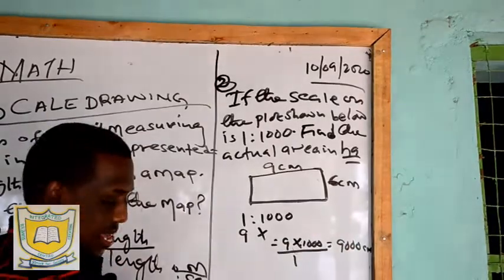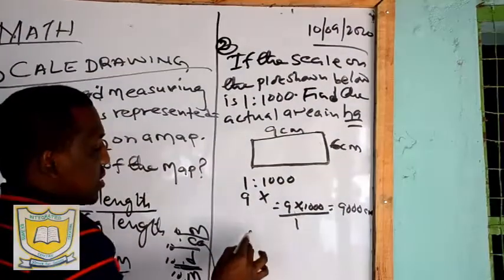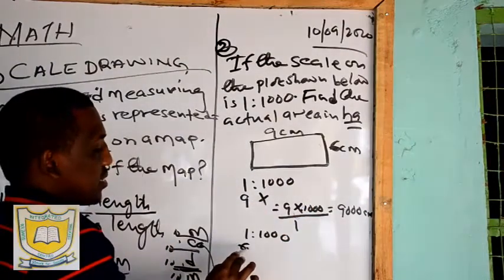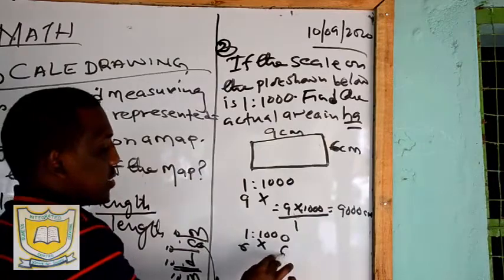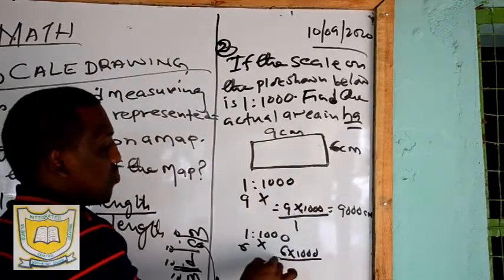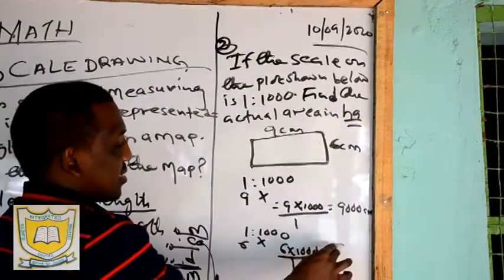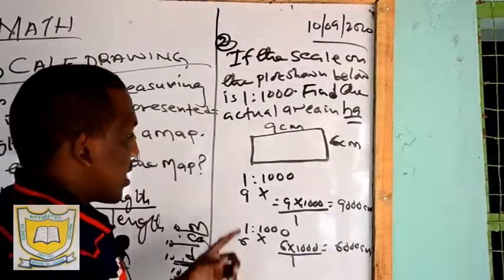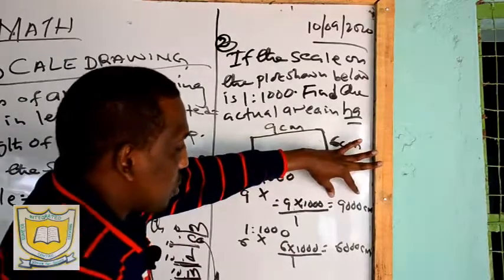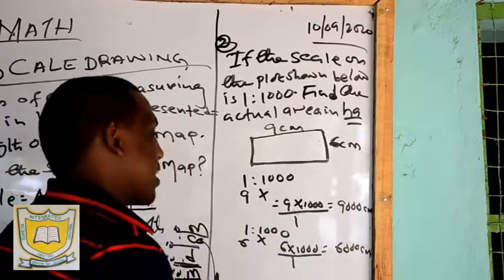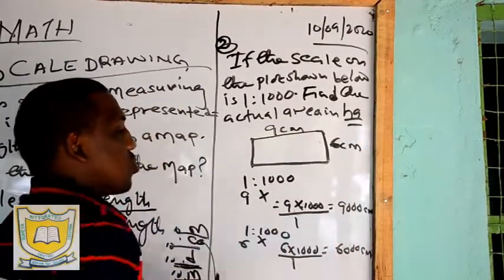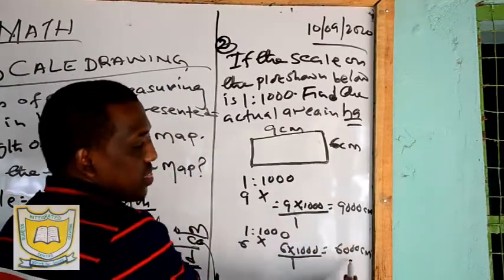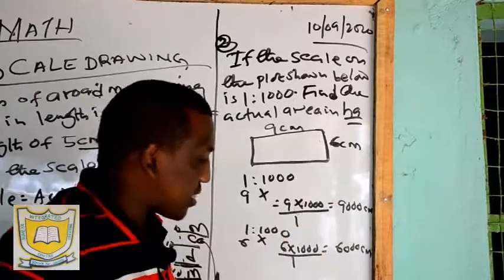That is the length. The width is also the same. You are told 1 centimeter represents 1000. What about 6 centimeters? Cross multiply: 6 times 1000 over 1, so here you will get 6,000 centimeters. So the length is 9,000 and the width is 6,000. Now we change this one into meters and this one into meters, so that afterwards we change into hectares.